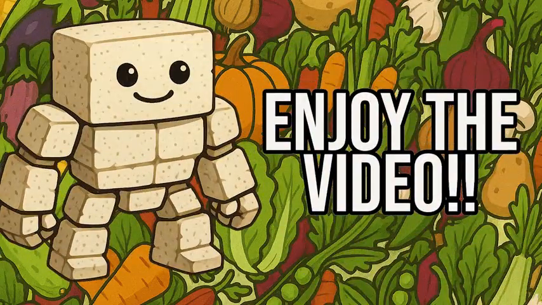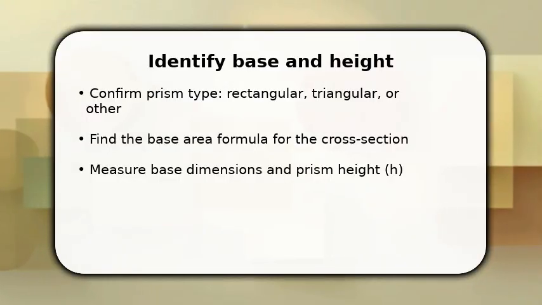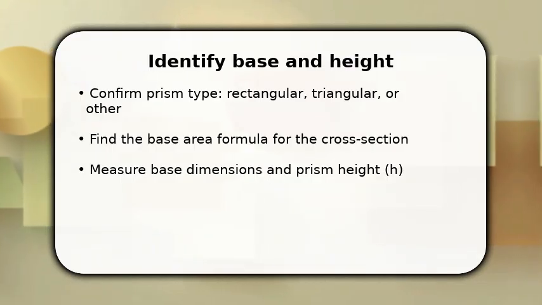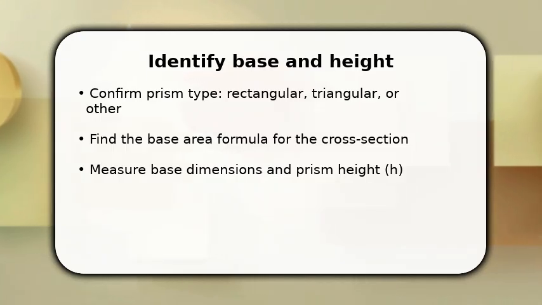Please enjoy the video. You start by identifying the shape of the prism and its cross-sectional base, because the base area drives the whole calculation. Measure the base dimensions accurately. For a triangle, get base and height. For a rectangle, get length and width. Once done, compute the base area using the appropriate formula so you have a single area value in square units.